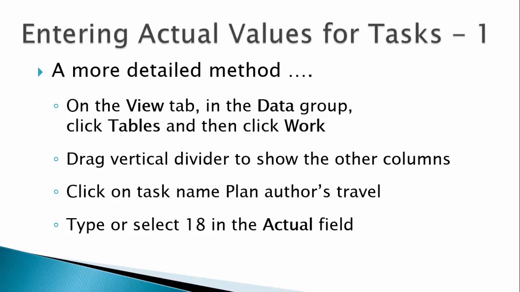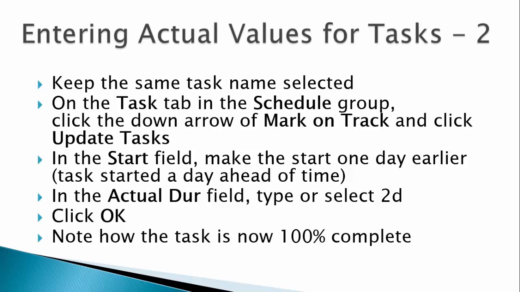Using the work table view, we can enter more precise values. For example, if we enter 18 hours in the actual field, the percent complete will jump to 75%. We can use the Update Tasks function to change the start date and the actual duration. Once we do that, note that this task is 100% complete and some dependent tasks had their start dates changed.